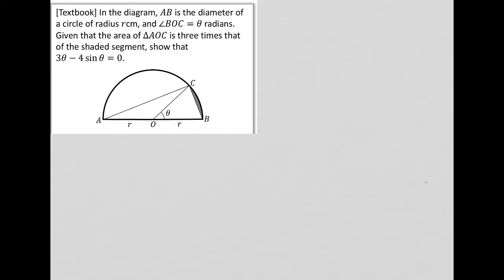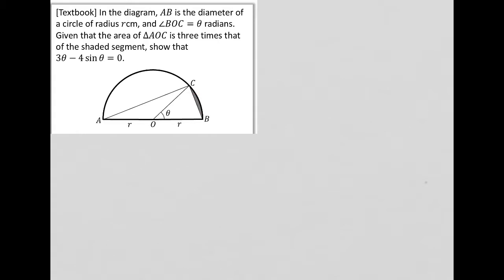Right, something a little bit more complex. So in the diagram, AB is the diameter of the circle of radius r. So you can see here r from there to there, r from there to there. And angle BOC is theta radians. Given the area of AOC is 3 times that of the shaded segment.